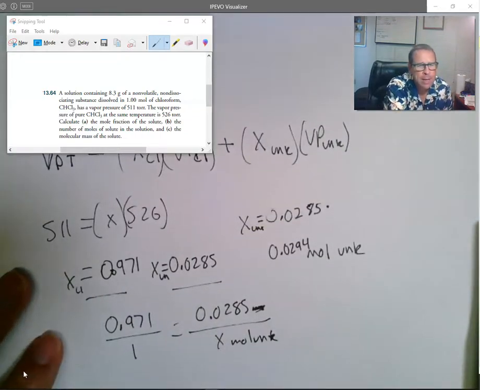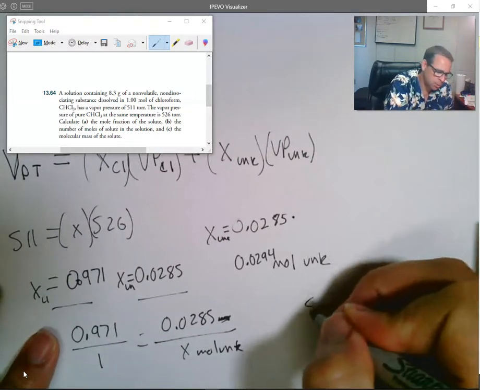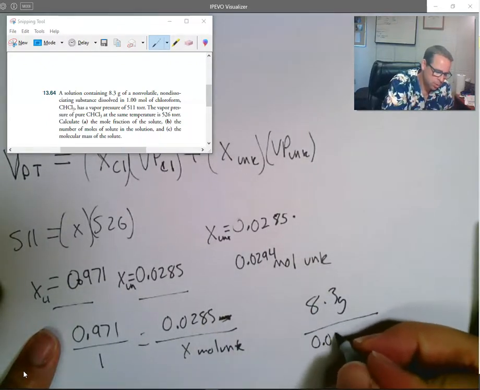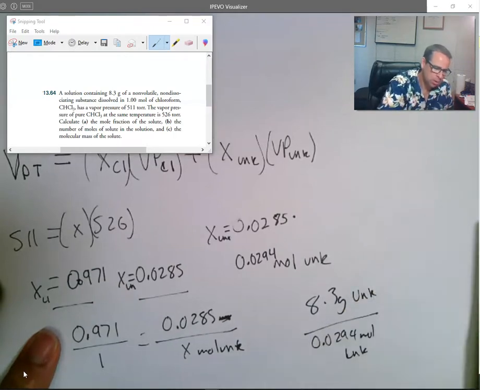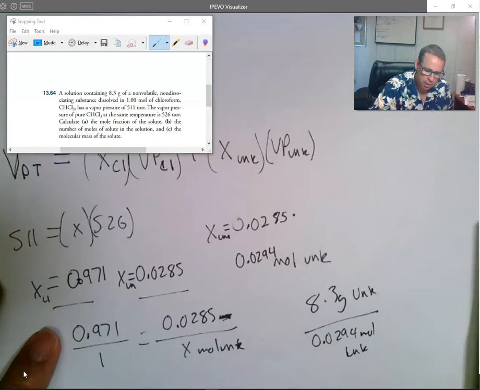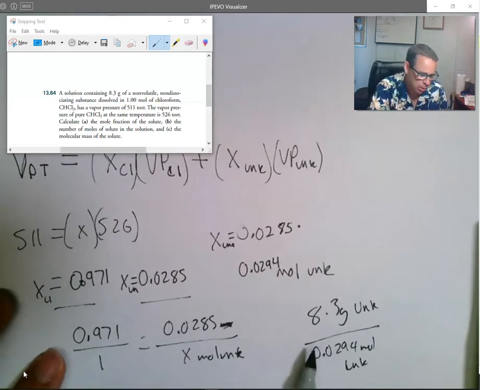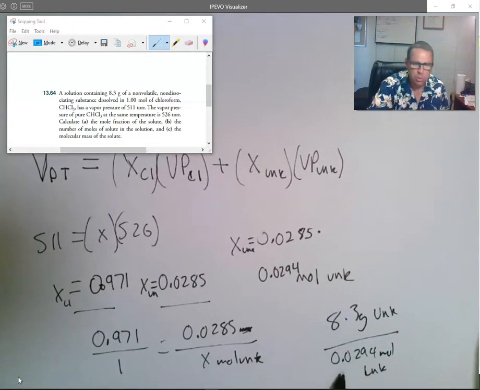Okay. A is look for the mole fraction, B the number of moles, and C the molar mass. So they told us 8.3 grams of our material, and that must be contributing to the 0.0294 moles of the material. This is our unknown. So then we can take 8.3 and divide it by our moles of material, and that will be our molar mass. So dividing our mass by our moles gives us our molar mass.